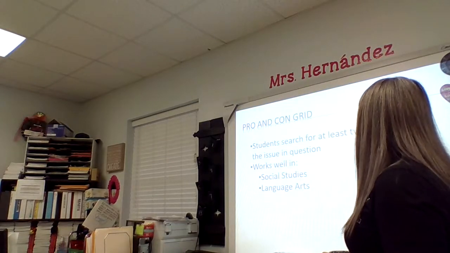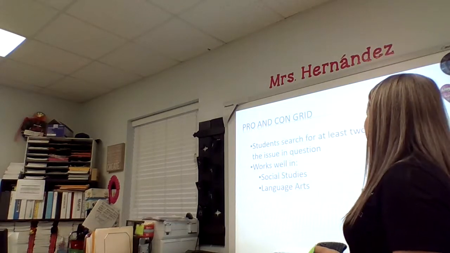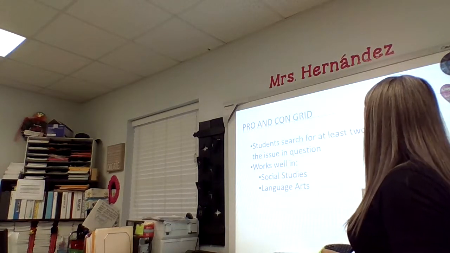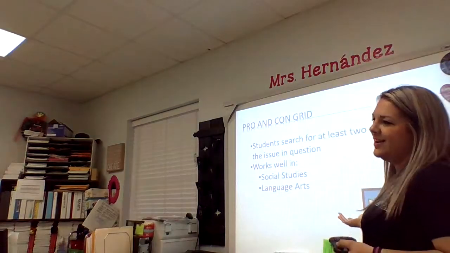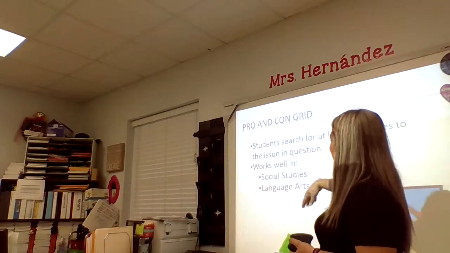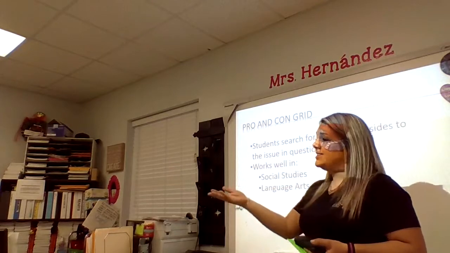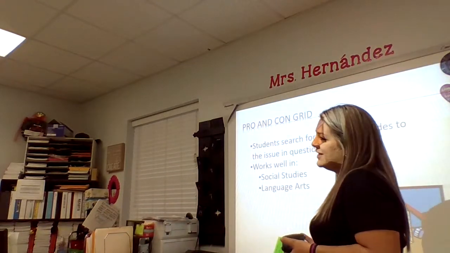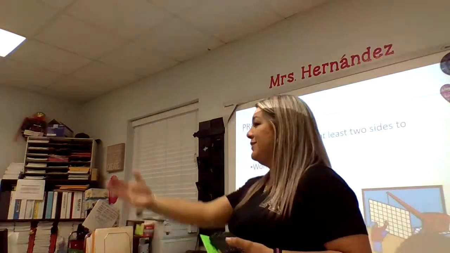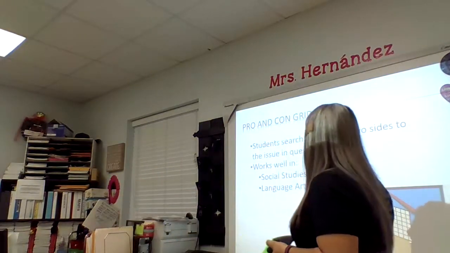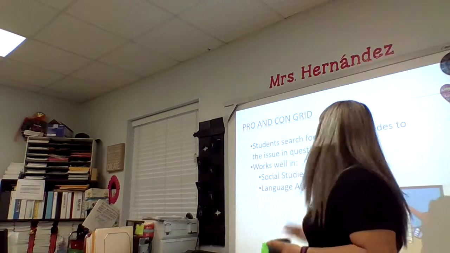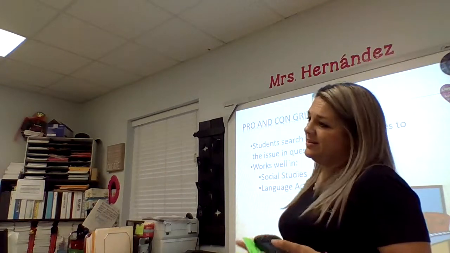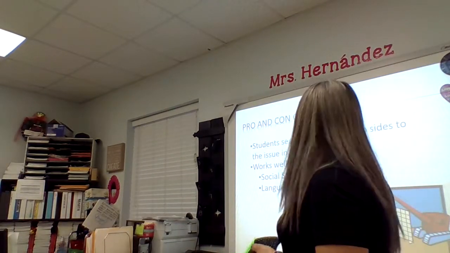Okay, so pros and cons. Students search for at least two sides to an issue. So they can write on this. This works well, of course, in social studies and language arts. I can see where this would benefit you. Students are always telling me about your class and how they're thinking from the perspective of a particular person. So that's another way that they can write. They can choose a side, or two sides. I see two different sides to the issue.